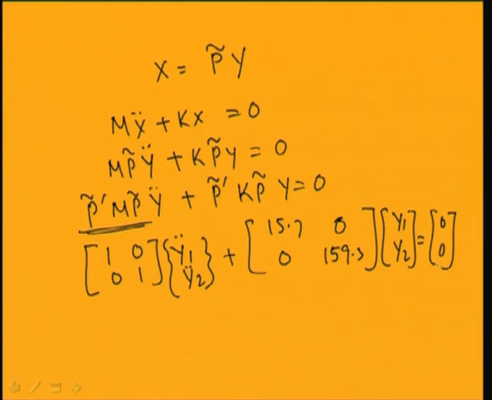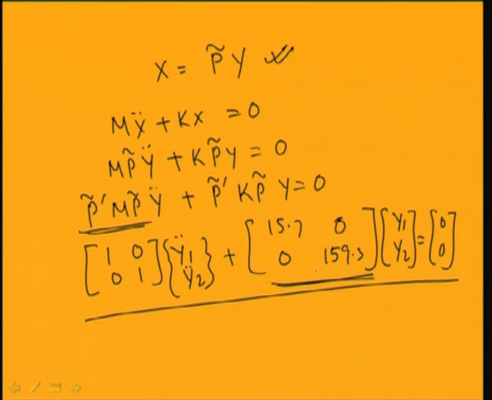So, you need not calculate P weighted modal matrix transpose M P weighted modal matrix and P transpose K P weighted modal matrix, because already you have found lambda 1 and lambda 2. So, when you substitute x equal to P weighted modal matrix y, you can directly write the equation in this form. You can see that these are also a set of uncoupled equations, and you can find y1 and y2 from them.